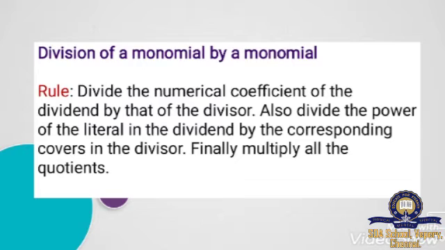In the same way, next we are going to see division of a monomial by a monomial. In this we divide the numerical coefficient of the dividend by that of the divisor. Also divide the power of each literal in the dividend by the corresponding power in the divisor. Finally, multiply all the quotients. Let's see an example of this.